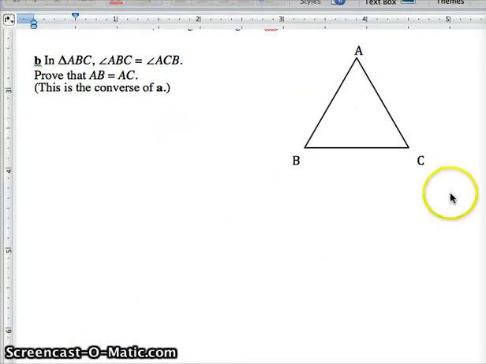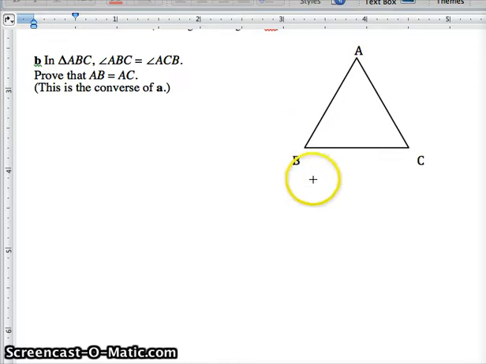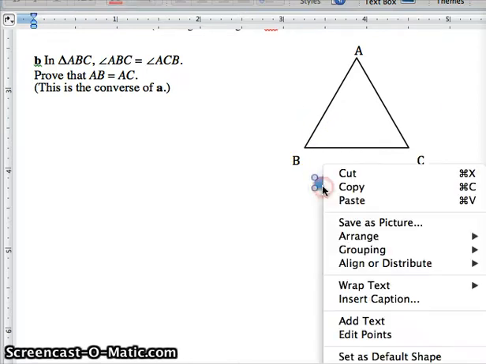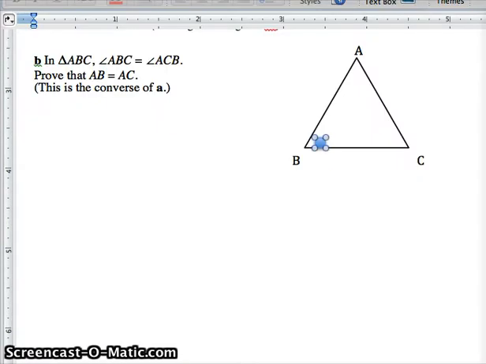Now we can look at part B also in question 9. This time we're told that we have triangle ABC, and we are told that angle ABC equals angle ACB. So we have base angles equal, and what we've been asked to do is to prove that AB equals AC. This is the opposite, or what we call the converse, of what you were asked to do in part A of this question.